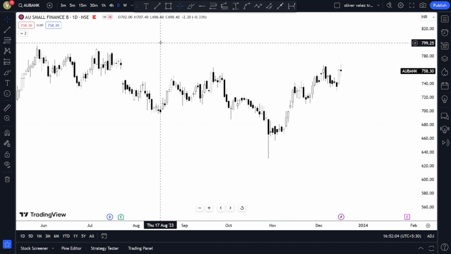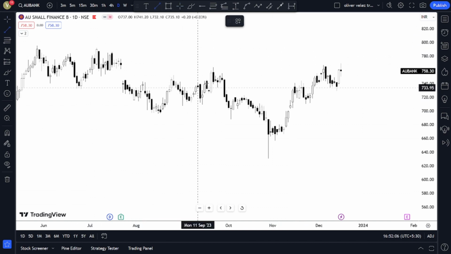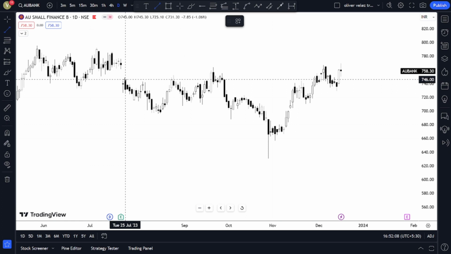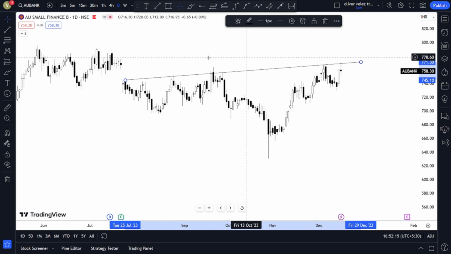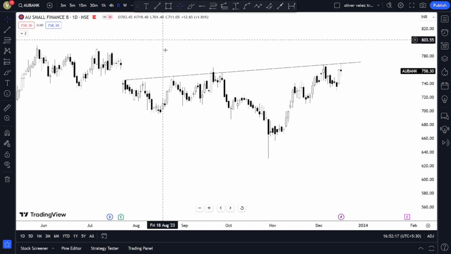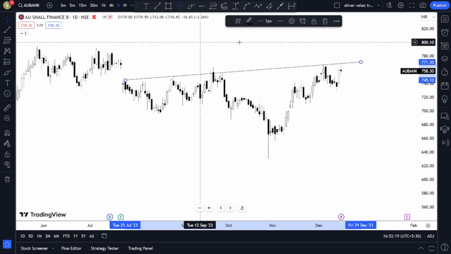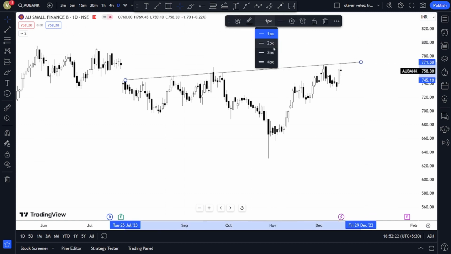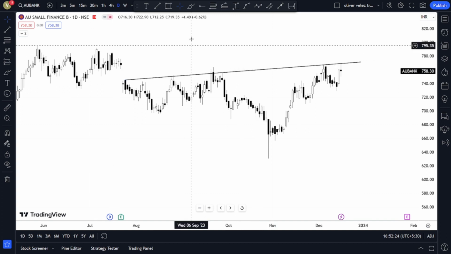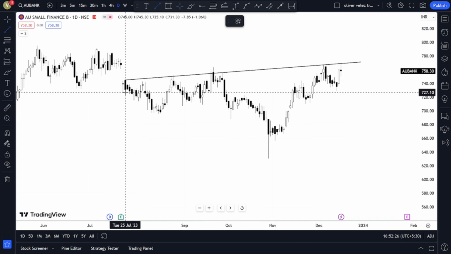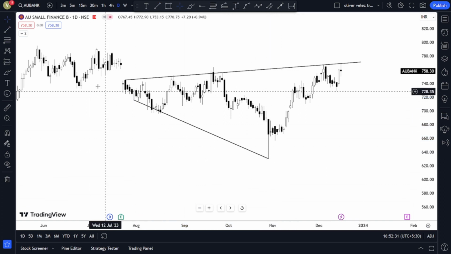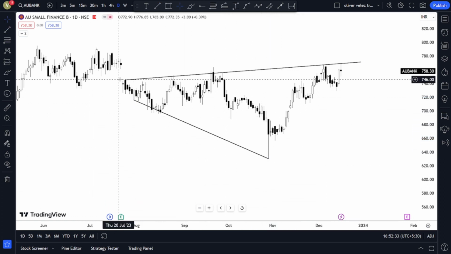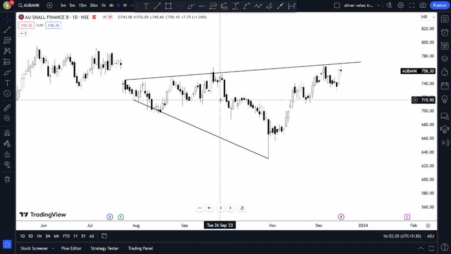I got one pattern over here. From the first candle to this candle, this is the trend line, and we can increase the size of the line. And the second one, from here to here, is another line. So it is looking like an expanding triangle.